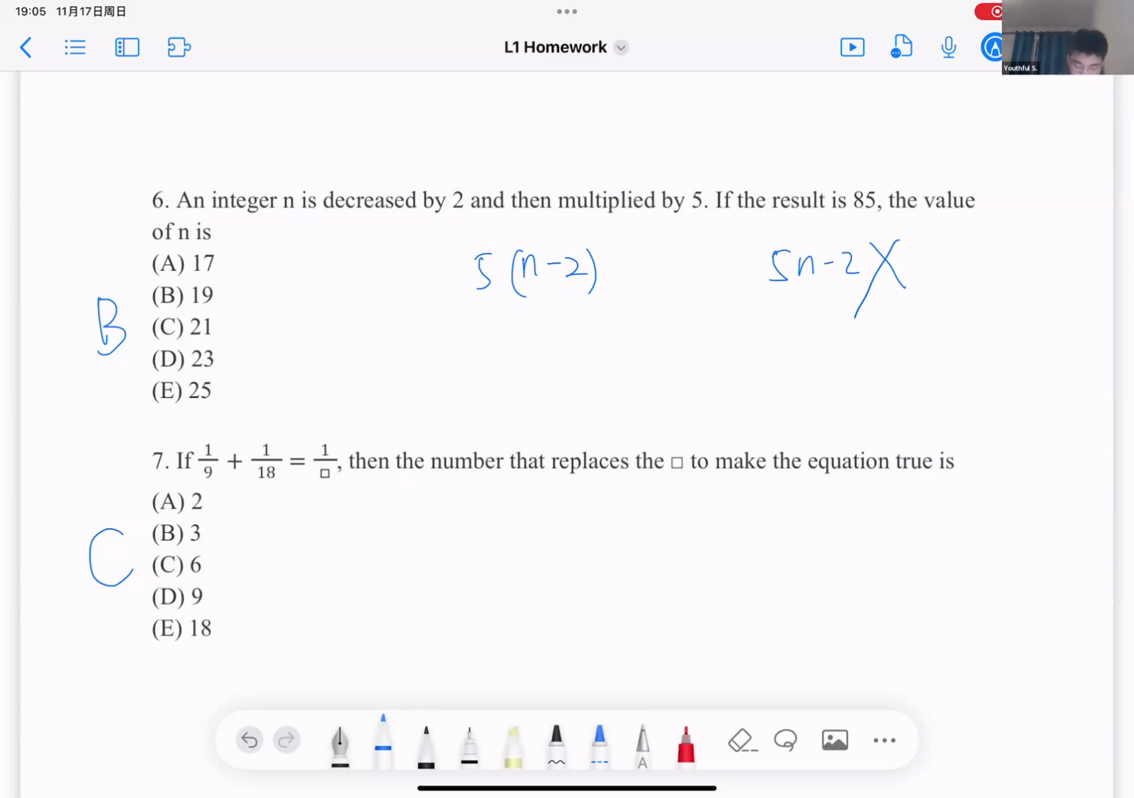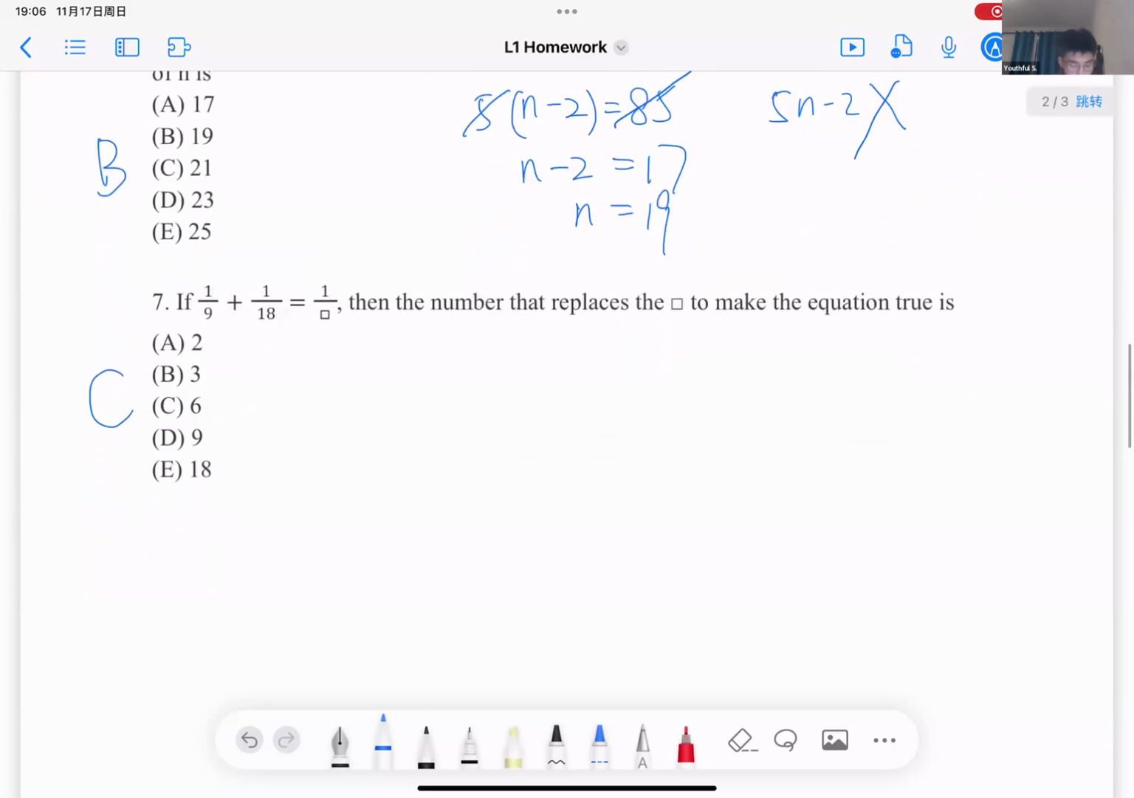So 5 times (n minus 2) equals 85. This is our equation. Now we're going to solve for n. First of all, we divide both sides by 5. This gives us 17. And we add 2 to both sides, or you can just see it as moving the 2 to the right side. So n equals 19. The answer is B.